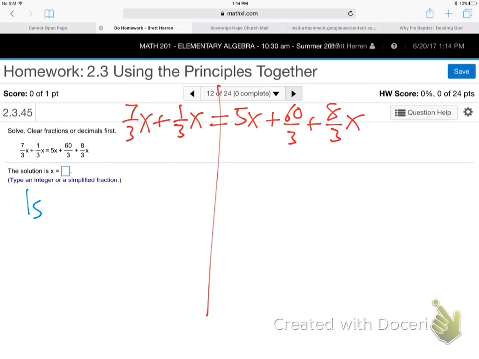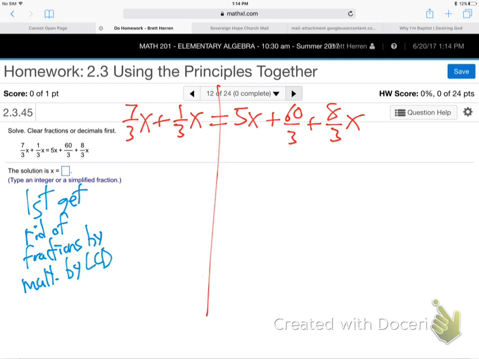So first, get rid of fractions by multiplying by the LCD at the top of every term. Do that first. Before you do anything else, first get rid of the fractions by multiplying by the LCD at the top of every term. What am I talking about? What's the LCD?